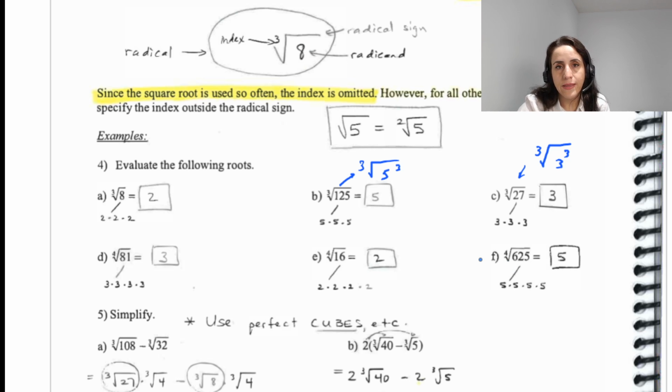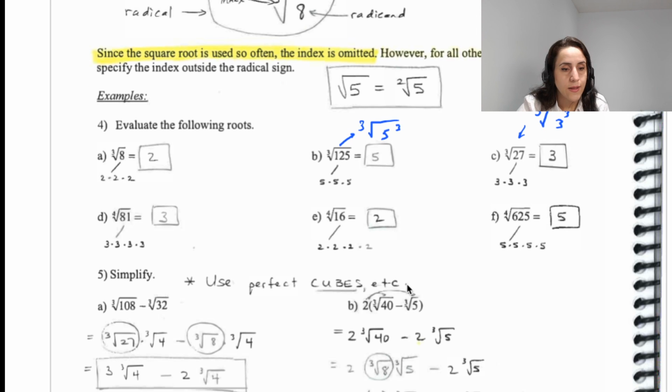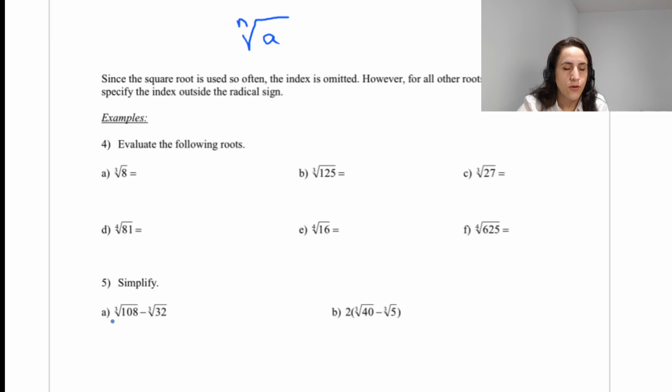We are not expecting you to know some things like that. You can use your calculator to calculate. But for 125, 8, 81, 27 or 16, we are expecting students in grade 11 to know this stuff. Okay. Let's see if I have a question like that. What do I have to do?